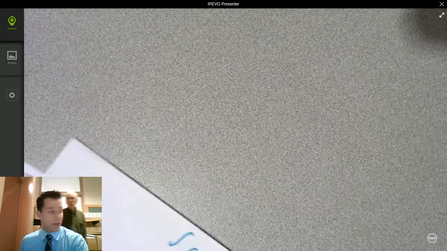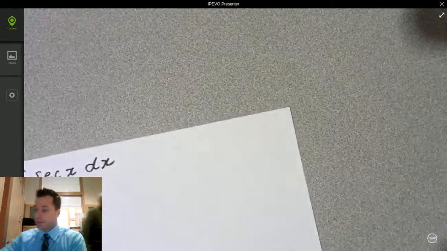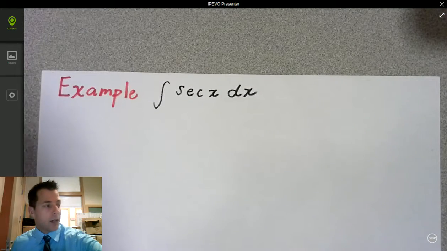I've got one more example to show you, and it is the integral of secant x.